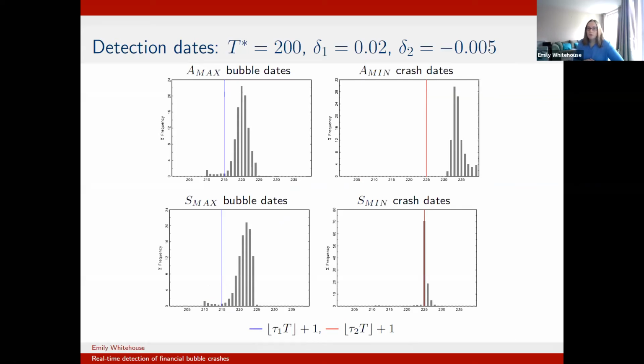And just to confirm that this is working, we can look at a histogram of the detection dates by these procedures across the 10,000 Monte Carlo replications. If you look on the left-hand side, this blue line is the true bubble start date. And you can see that comparing the A and the S procedure, there's not a huge amount of difference between them. Whereas on the right-hand side, if you look at this red line, that's the true crash date.